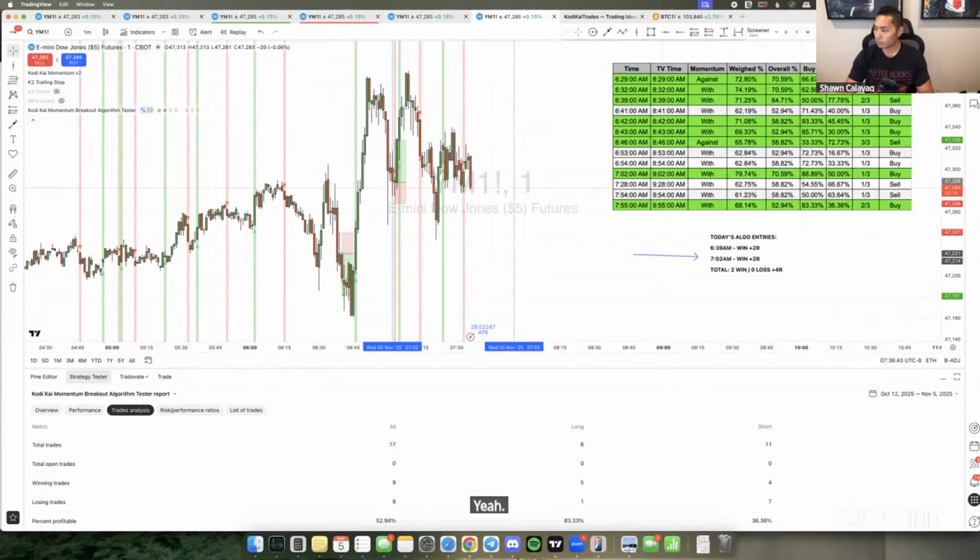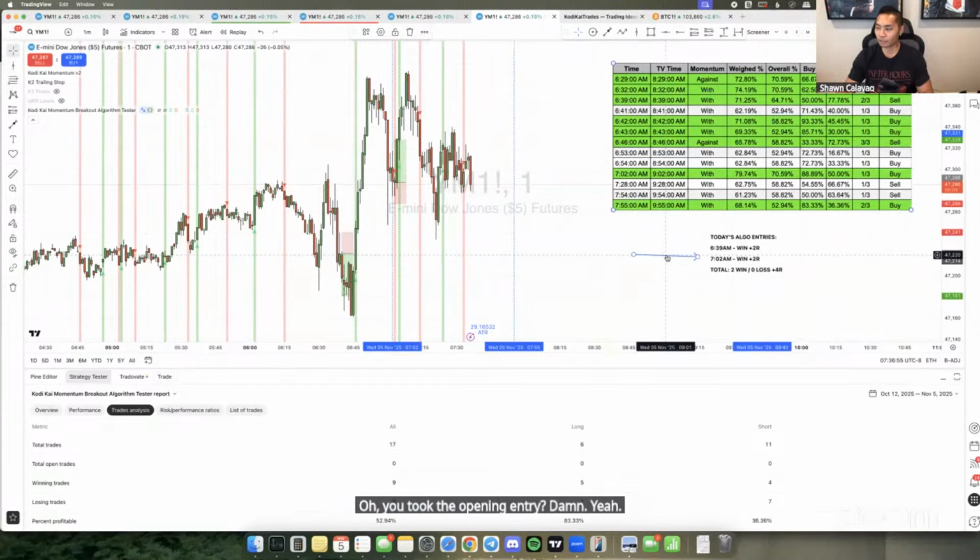Yeah, iPhone said one loss for today. Hopefully we can secure a winner and come back from it. Took the 28 entry, bad choice. Oh, you took the opening entry. Damn. Yeah, the opening entry is tough, iPhone.